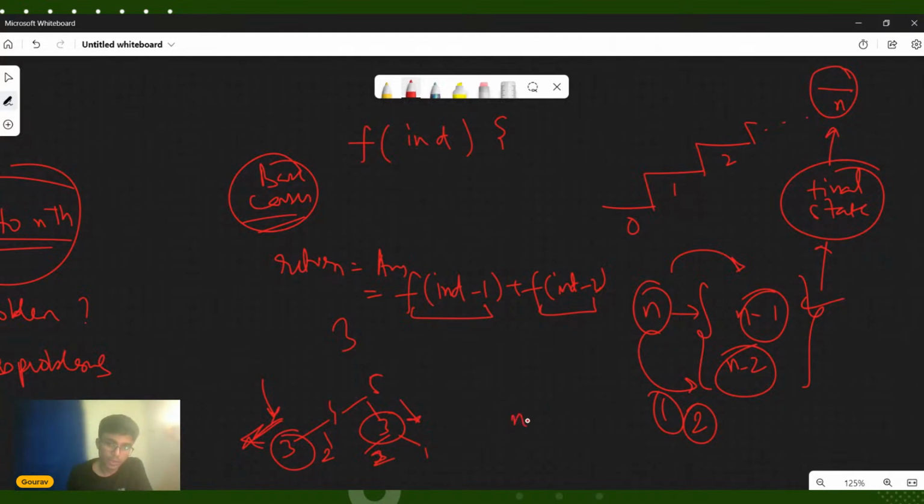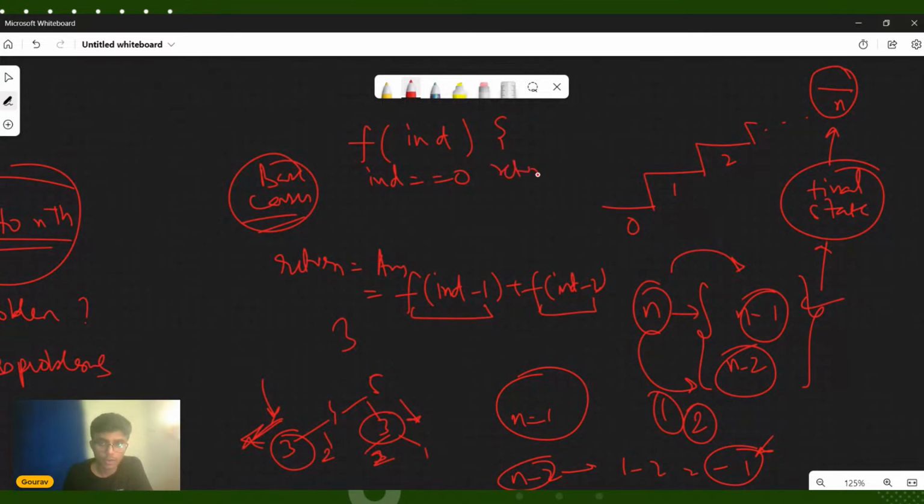Okay. What about if n is equal to 1? Then if you are trying to call n minus 2, in that case 1 minus 2 is equal to minus 1. So this will definitely give you a very grave error you don't want, right? So if index is equal to 0, which means you have reached the last index, you return 1. So basically it has one step.